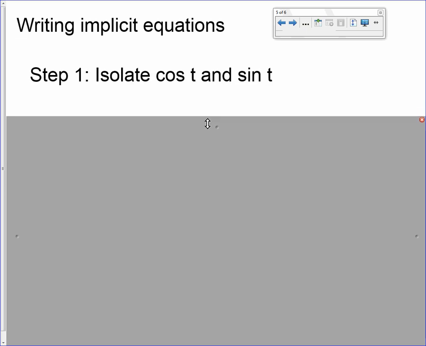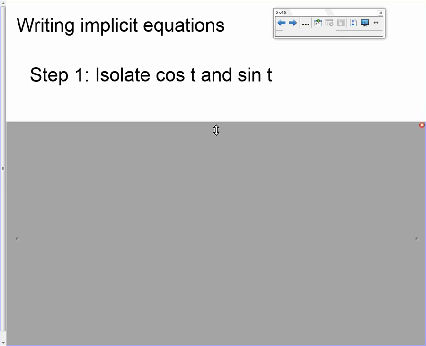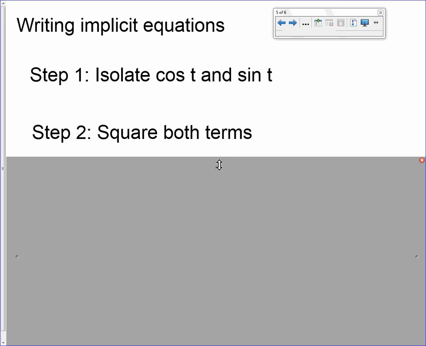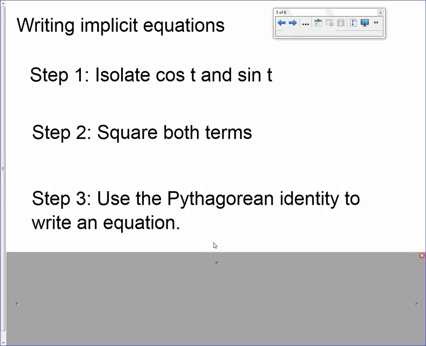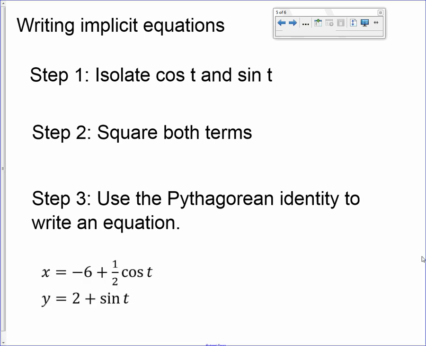So you're just going to work it backwards. You're going to first isolate cosine t and sine t. You're going to square both terms. And then you're going to use that Pythagorean identity again. Cosine squared plus sine squared equals 1 to make your equation. So let's look at a quick example. So step 1, I want to isolate cosine and sine. So in the x equation, what I'm going to do is I'm going to add 6 to both sides. So x plus 6 now equals 1/2 cosine t.